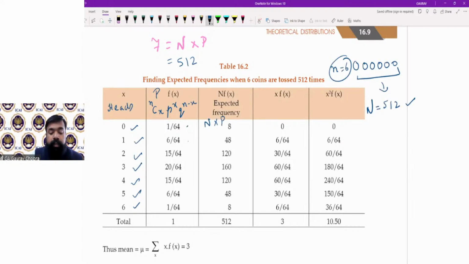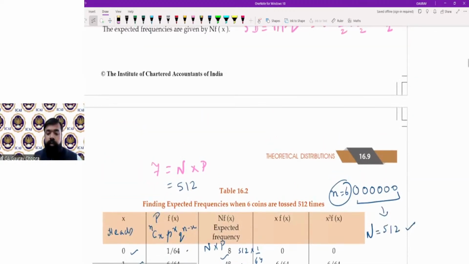So how is 8 coming? 512 multiplied by 1 upon 64. Then 512 multiplied by 6 upon 64. In this way, we are getting all these frequencies. And the sum of frequencies will of course be equal to 512.